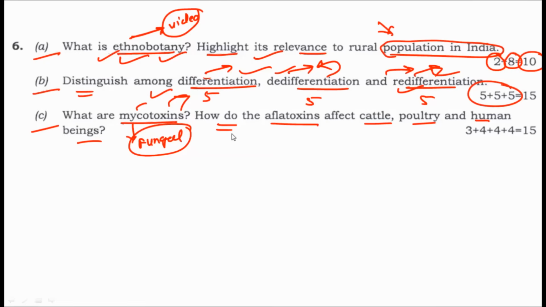That is, for writing down what is a mycotoxin, you will get 3 marks. And what is the effect of aflatoxins on cattle? For this you will get 4 marks. On poultry, for this you will get 4 marks, and on humans you will get 4 marks, making it a total of 15 marks.